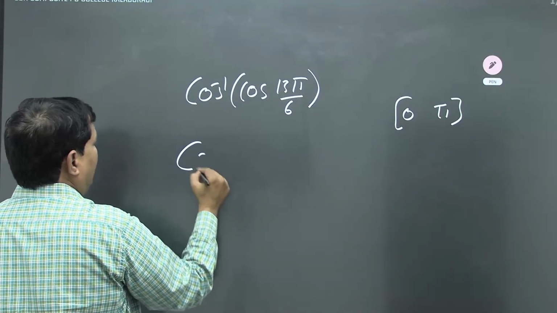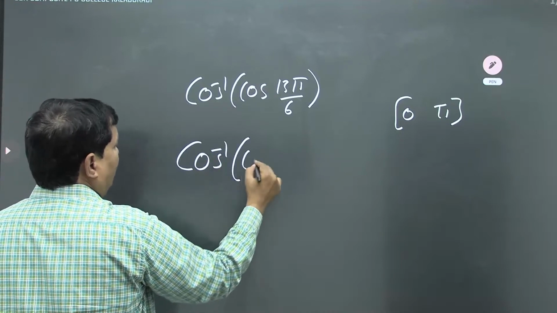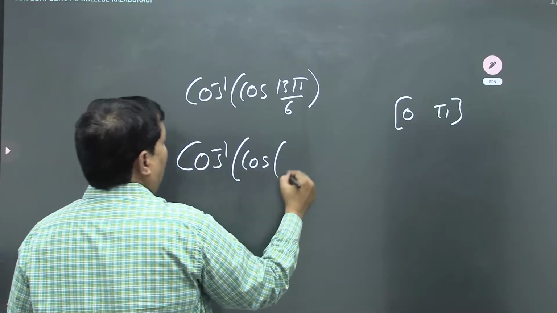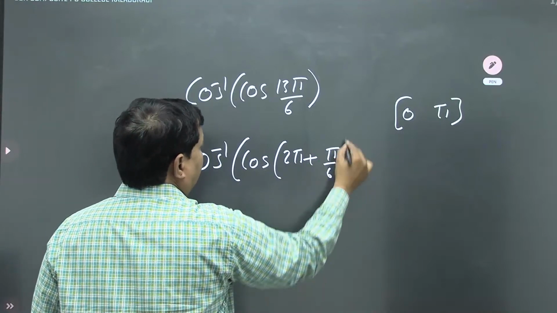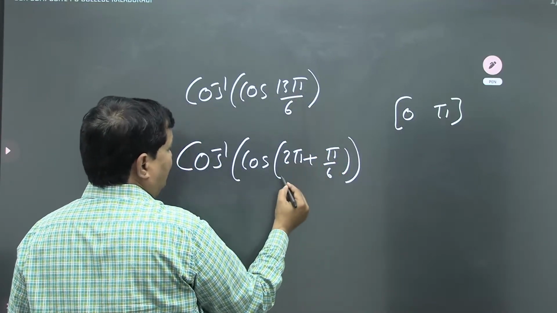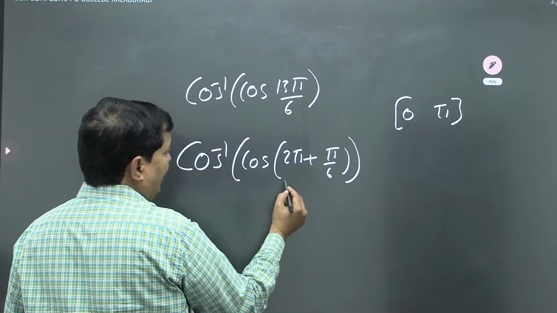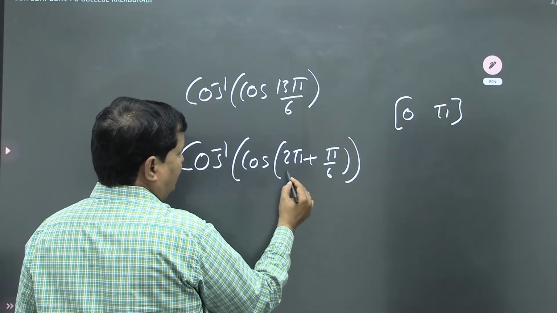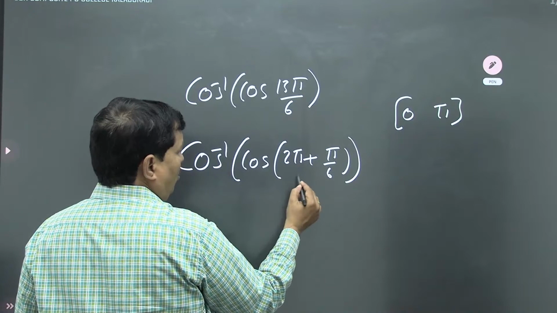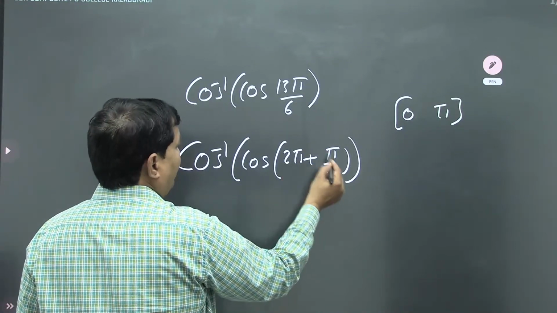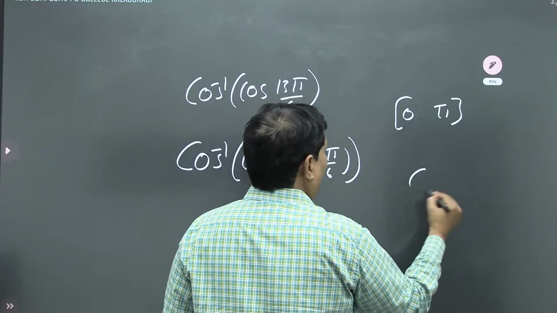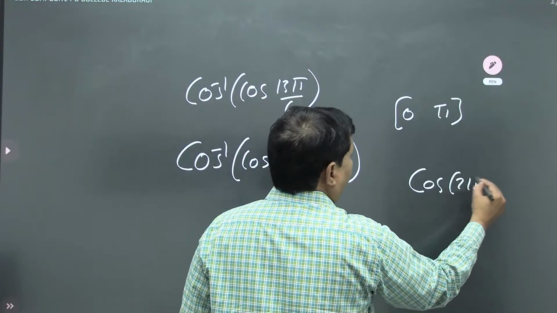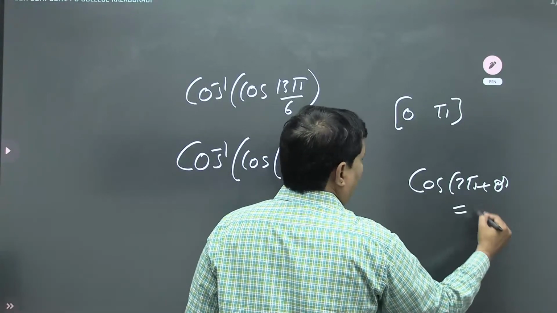Therefore, here cos inverse of cos of 2 pi plus pi by 6, because 13 pi by 6 can be split, in terms of allied angles, as 2 pi plus pi by 6. Because again, what is the LCM? 1 2 the 6, 2 the 12 pi plus pi, 13 pi by 6. As you know, cos of 2 pi plus theta equals cos theta.